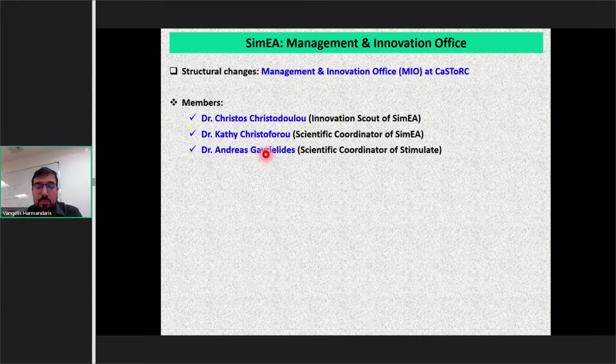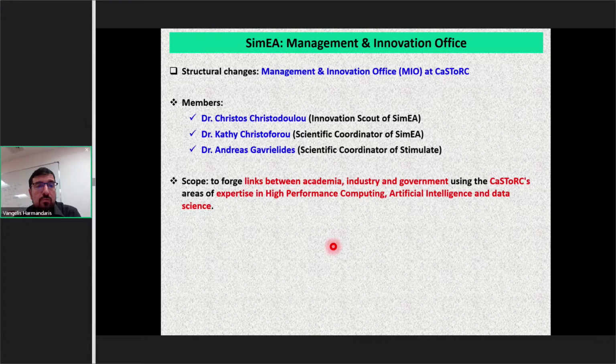It currently consists of Christos Christodoulou and Kathy Christoforou, who are, as we said before, Innovation Scout and Scientific Coordinator of SimEA, and Andreas Gavrilidis, who is Scientific Coordinator of Stimulate and other European projects at Castor C. And now the main scope of this office is to forge links between academia, industry, and government. This is of primary importance for us.